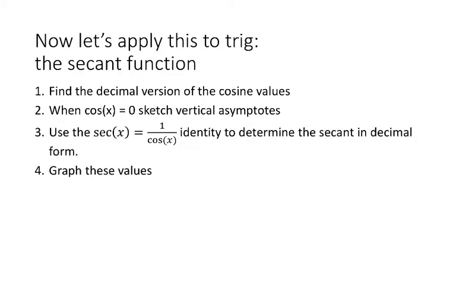Now, here's another one. So we can apply this to trig. If you remember, the secant function is really 1 over cosine. So I would want the decimal of the cosine values. When is cosine going to be equal to 0? I'm going to sketch those vertical asymptotes, and then use this to figure out what secant would be. So wherever there are zeros on cosine, there should be vertical asymptotes. I want to show you what that looks like.